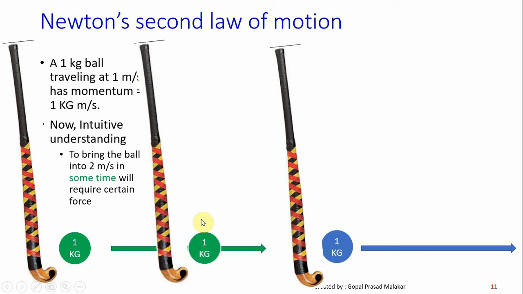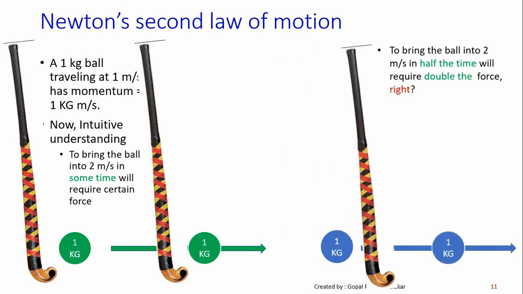If somebody, like in hockey, can run with the ball for, let's say, 10 seconds, he will apply a certain force. But if somebody has to get the same velocity in just 5 seconds, obviously you will have to apply double the force, because in very quick time you need to bring the same speed. So to bring the ball to 2 meter per second in half the time, you'll require double the force.